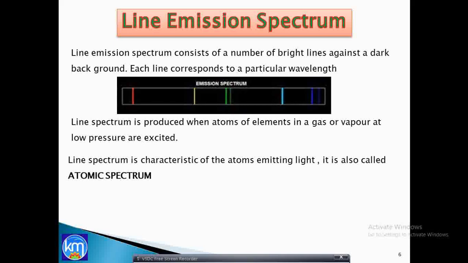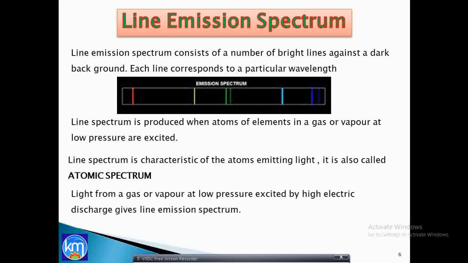Different atoms will give out spectra in different positions in the visible region, in different wavelengths. Therefore, it is the signature of the atom. Hence this is also called atomic spectra. That is, line emission spectrum, or line spectra, is also known as atomic spectra.